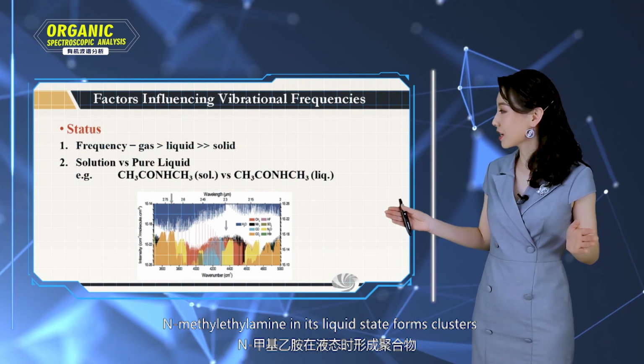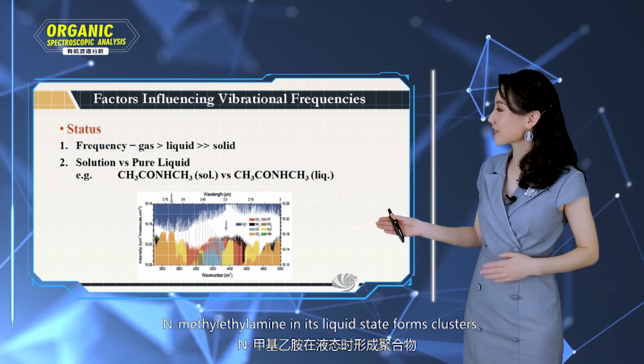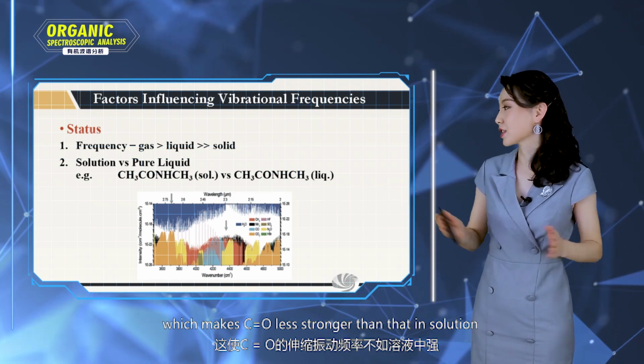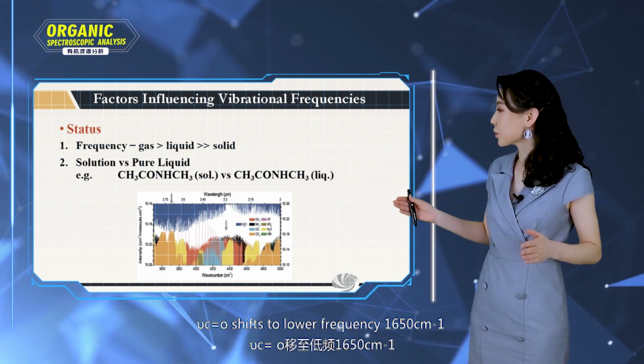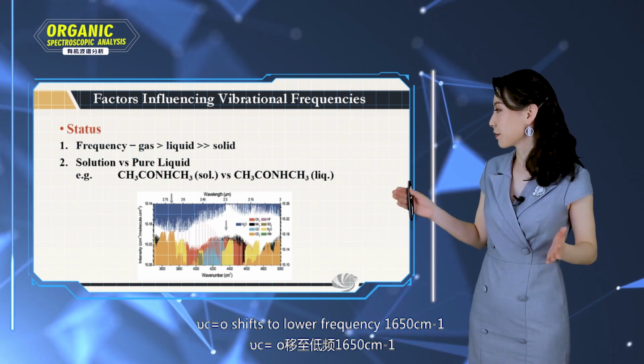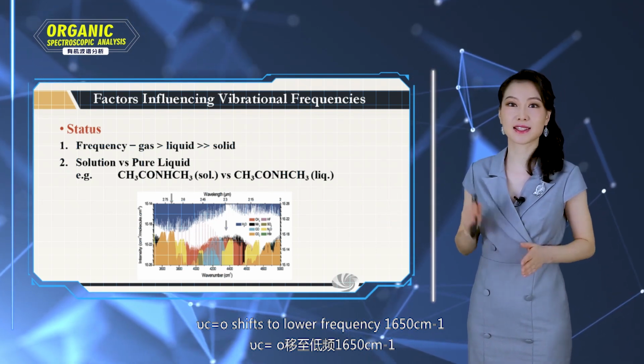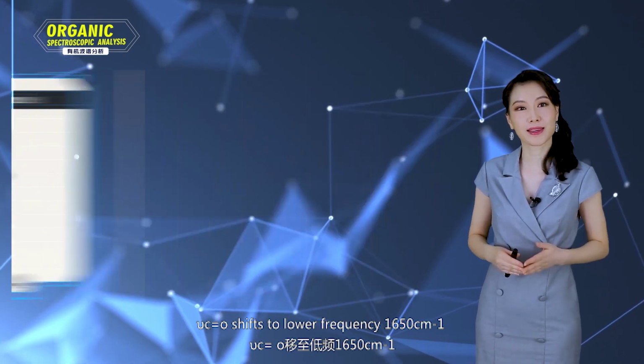N-methylacetamide in its liquid state forms clusters, which makes the carbonyl bond weaker than that in solution. Vibrations of the carbonyl group shift to a lower frequency, at 1650 cm⁻¹.